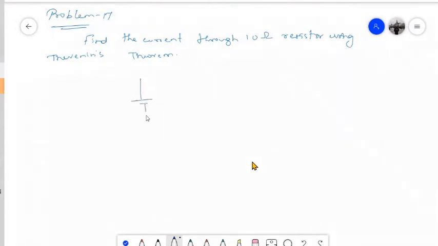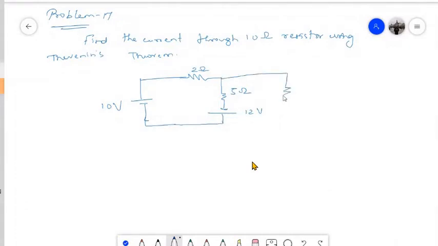The given circuit is, you have a 10 volt source here, then in series with that you have a 2 ohm resistance, and then in this branch we have 5 ohm in series with, say, this is again the 10 ohm resistance. So you need to ultimately find the current that is flowing through this 10 ohm resistance, which means that except this 10 ohm resistance, the remaining part of the circuit should be replaced by a Thevenin's network.